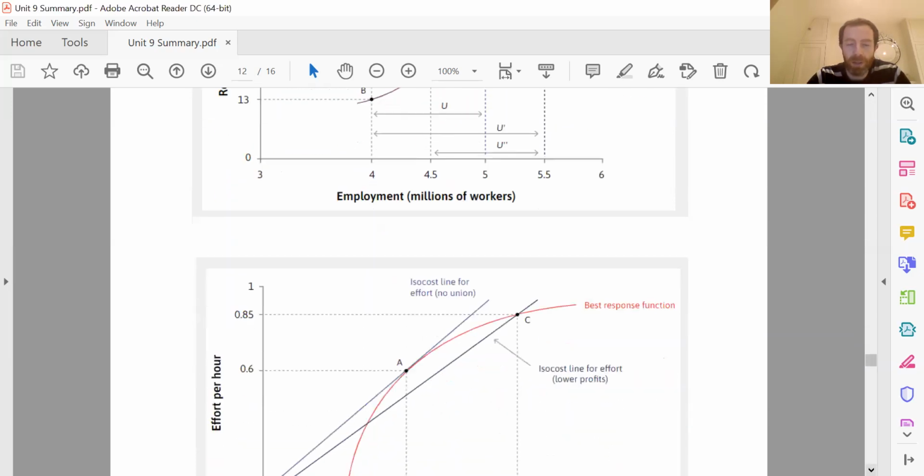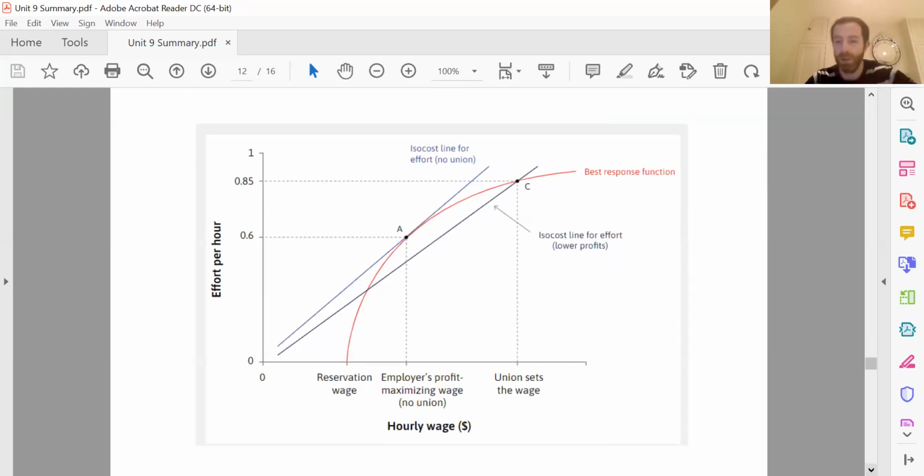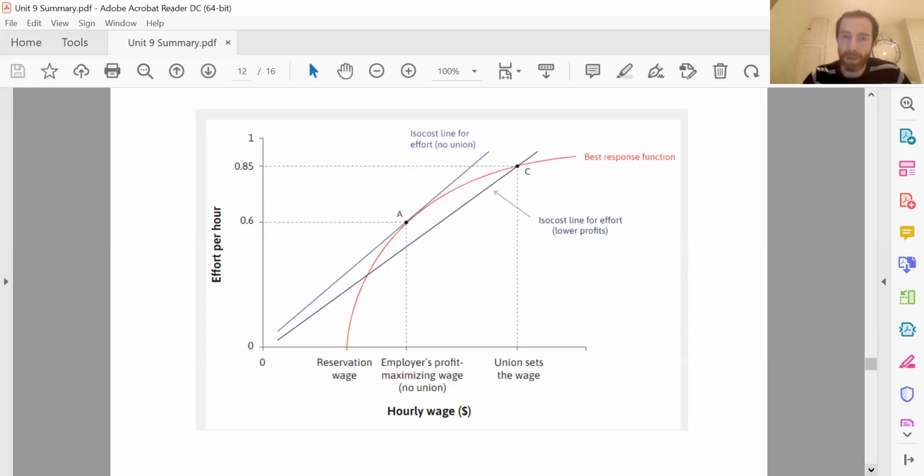The next situation we're going to think about is what happens if we introduce unions, trade unions, into this scenario. What would be the impact of trade unions on this labor market model? So we start by thinking about what that is going to do to our labor discipline model. We've got our workers' best response function, their best response curve here in red. And if there's no union in existence, then the firm is going to choose point A here, because that's going to give them this iso-cost effort line, a nice steep one, where they're minimizing their cost of effort per hour from their workers.